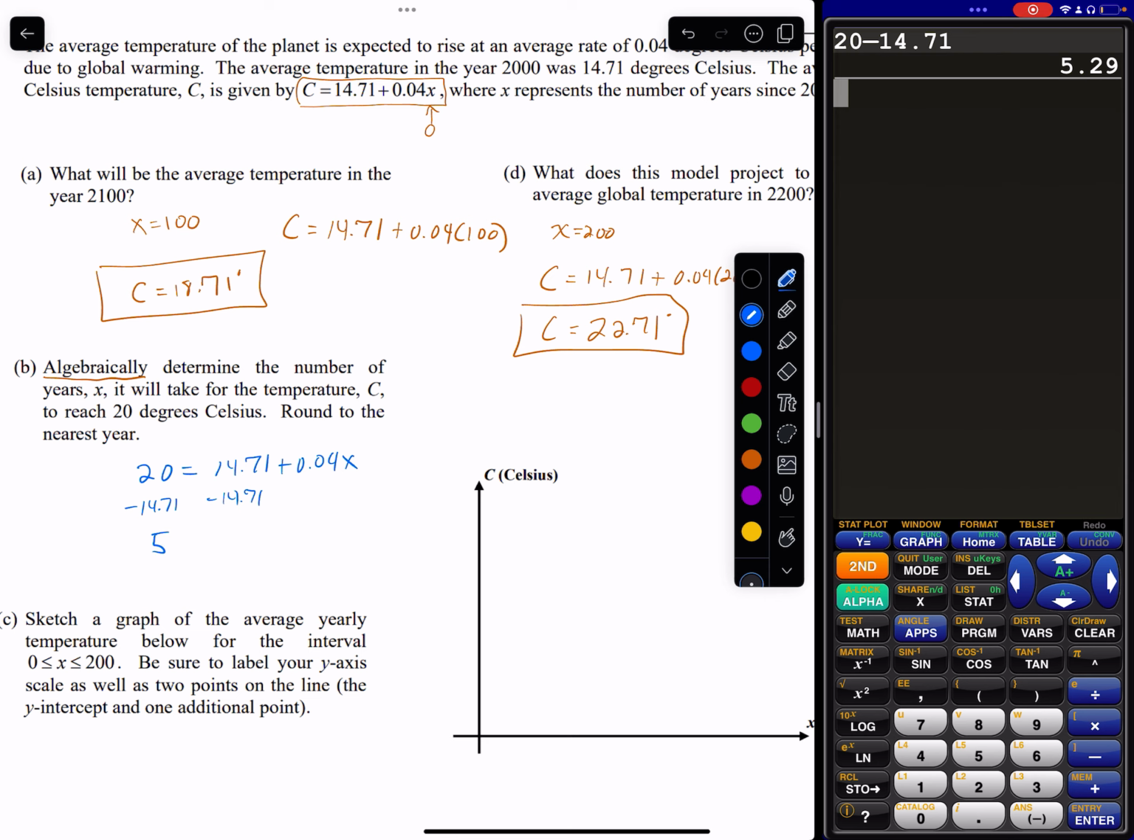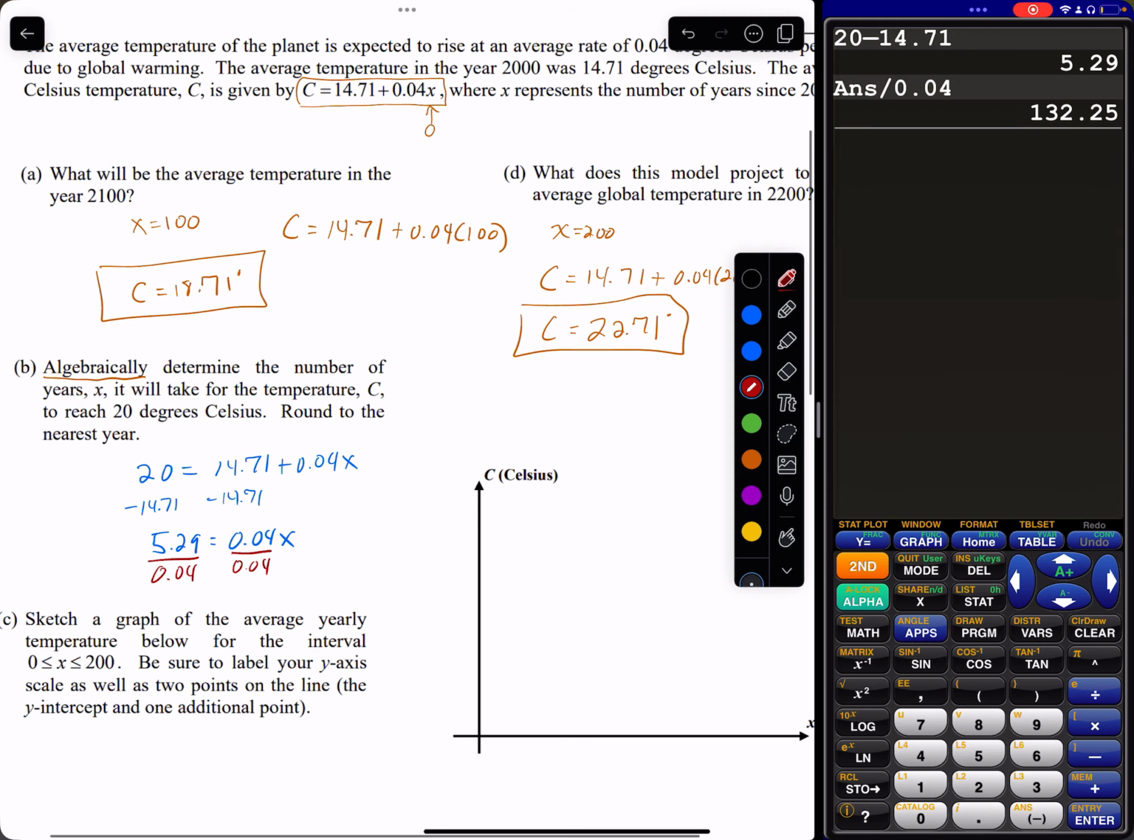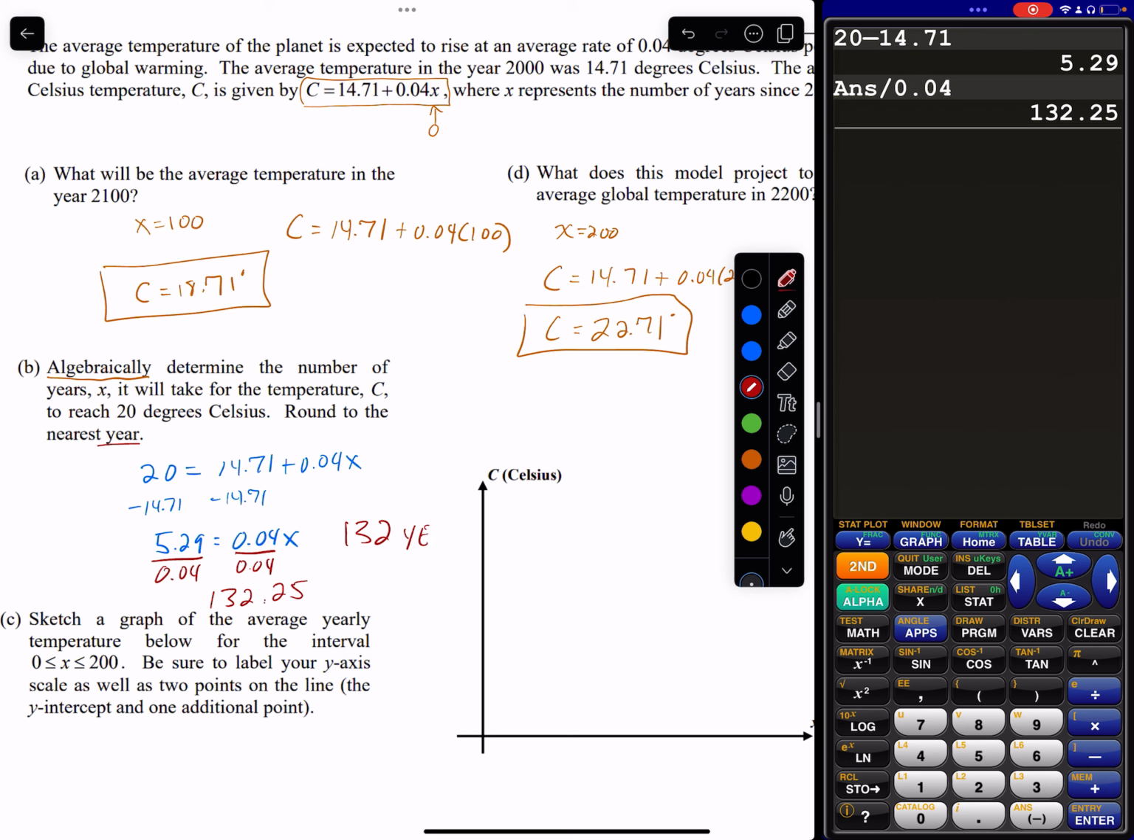I've got 5.29 is equal to 0.04x. And again, one more step here: just divide by 0.04. On a calculator, divide by 0.04, and you're going to see that it would be 132.25. So rounded to the nearest year, it would take 132 years to reach that temperature.